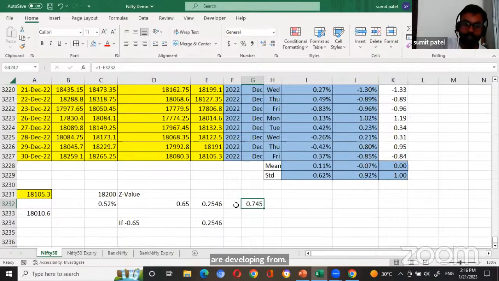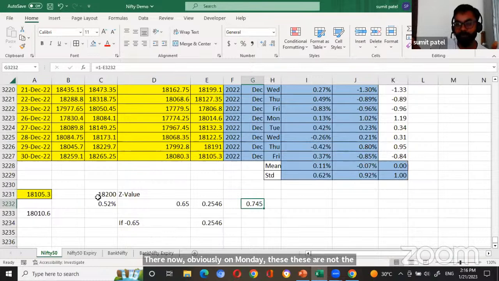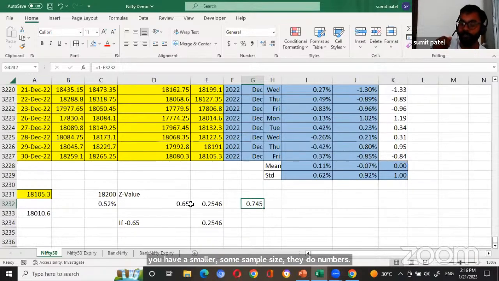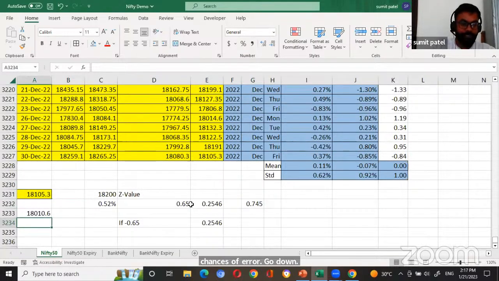Now, obviously, on Monday, these are not the exact probabilities. But if you span it a little bit more, let's say instead of one day, if you have a month, 3 months, 4 months, then this is most probably likely to stick, because statistics is all a game of numbers. If you have a smaller sample size, then your numbers will deviate a lot. Your chance of error will be very high. But if your sample size keeps increasing, the chances of error go down.